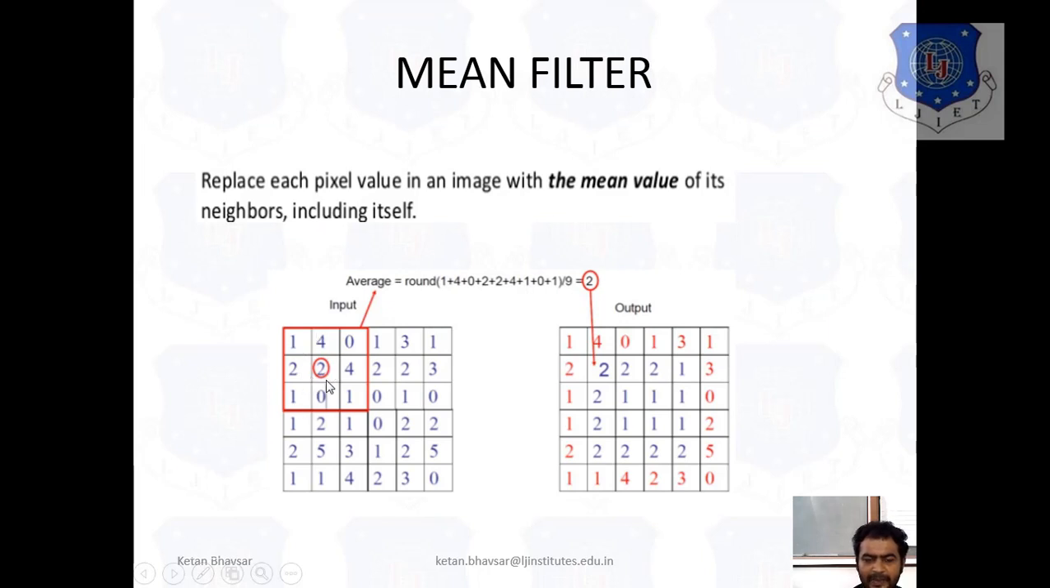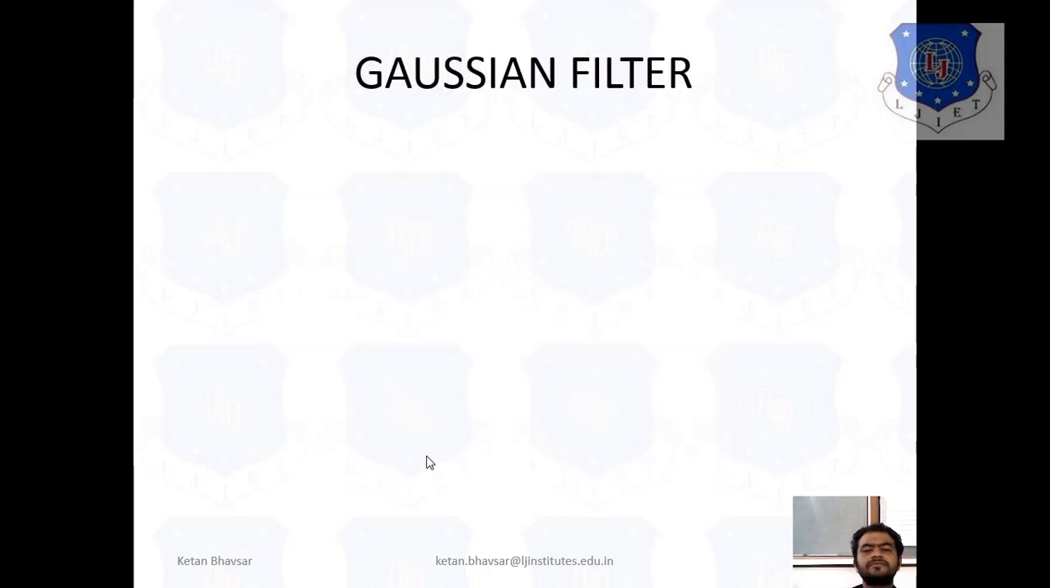Suppose you have to calculate the value of this particular pixel, then we have to take an average for this particular filter or mask. So 1 plus 4 plus 0, 2 plus 2 plus 4, 1 plus 0 plus 0, divided by 9 is equal to 2. So we put the value 2 here. Similarly, you can calculate for all the pixels and try to maintain an average value in terms of the mean filtering. So this is also very popular when we discuss the different types of filters.